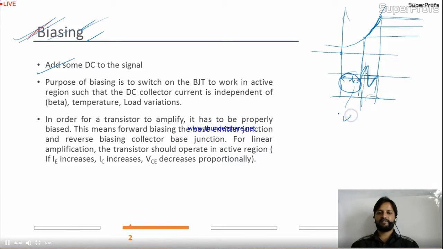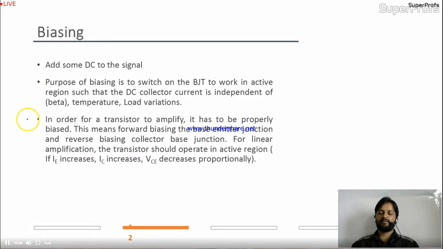We studied this in clamper circuits. So the purpose of biasing is to add some DC part to the signal. The purpose of biasing is to switch on the BJT. You are applying some energy source, so definitely the BJT will be switched on to work in the active region such that the DC collector current is independent of the temperature. This is a very, very important point written over here. The purpose in active region is to maintain the collector current constant. This is a very important point.